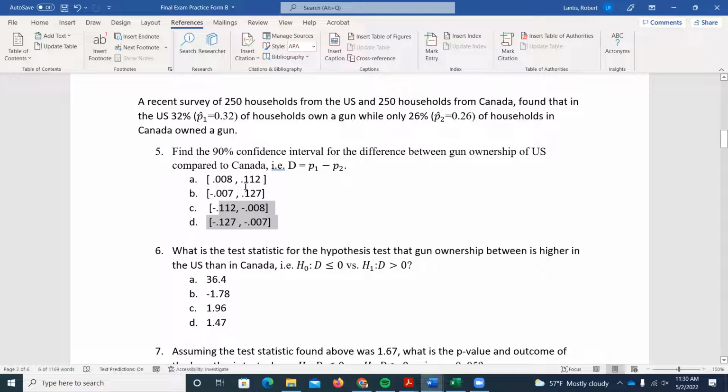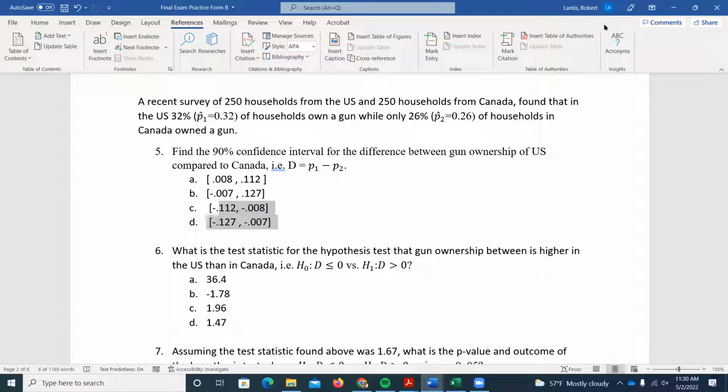Now, these ones are both plausible answers, so I actually have to work it out to figure out which one of these is correct. But I can make this a 50-50 shot, even if I just want to guess on this problem, just by knowing that. Are there any questions on that?